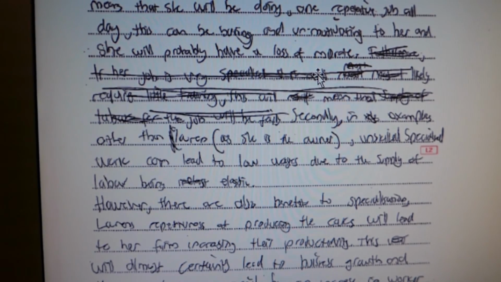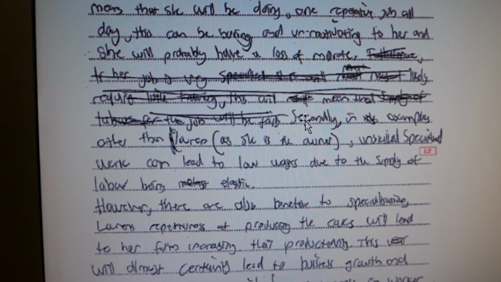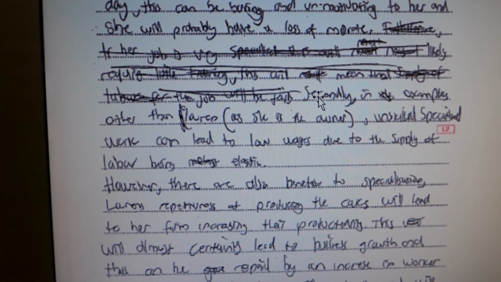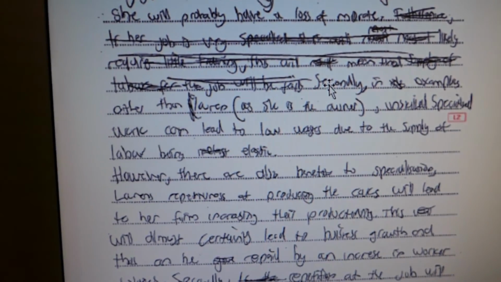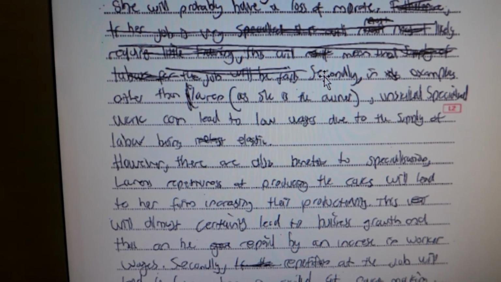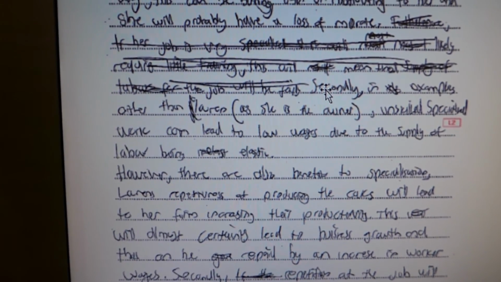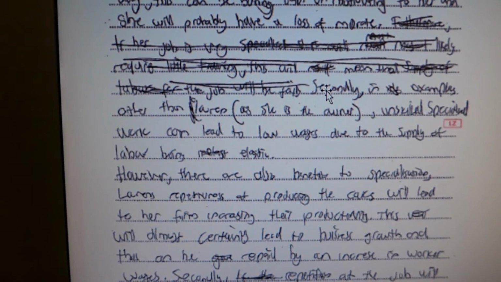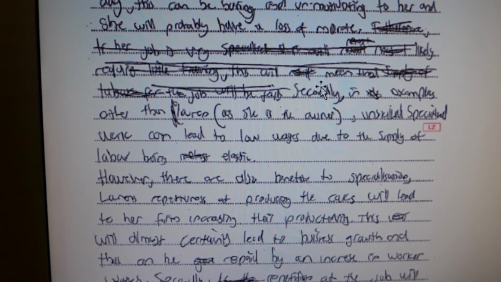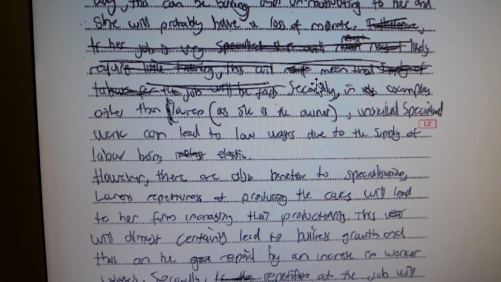Secondly, in the examples, unskilled specialised work can lead to low wages due to the supply of labour being elastic. Yeah, very good point to get in about the elasticity of supply of labour being relatively elastic for the unskilled and highly inelastic for the skilled. So contrast the skilled with the unskilled and give examples of particular occupations which may be in that particular sector. So those are the costs.